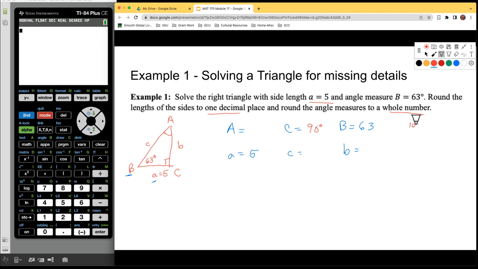So 180 minus 90 plus 63. 90 plus 63 is 153. And so that's going to be 27.